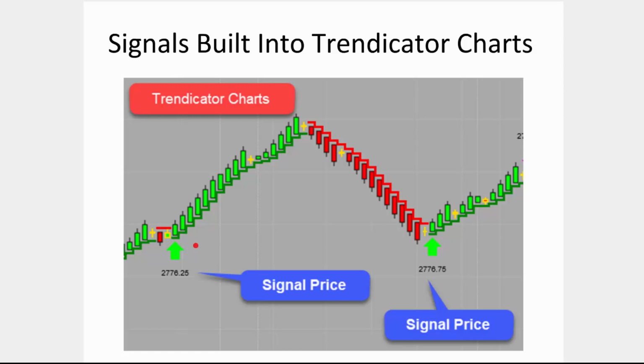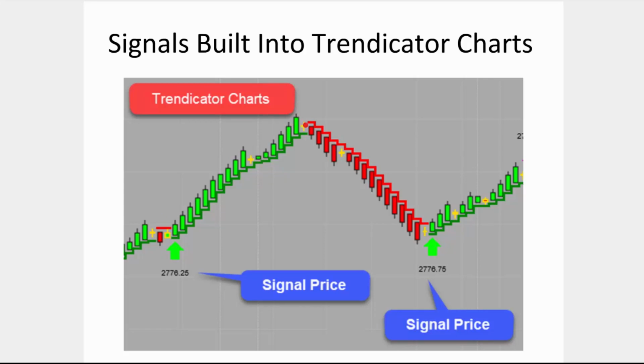So on the Trendicator chart, you can see the signals are built into the screen. Each price bar will tell you the direction on that particular bar. One thing that's very nice and unique about our charts is they don't skip around. They really do a good job of calling out these major turning points in the market.